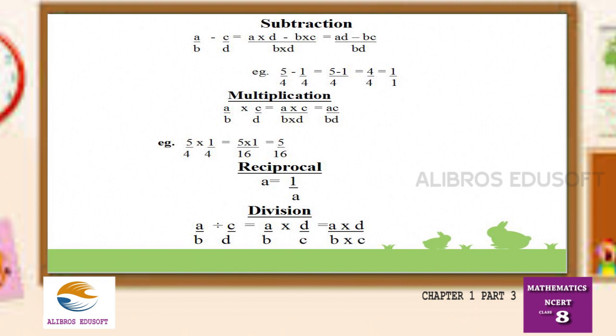Next, can we divide two rational numbers? Yes, let us check. A by B divided by C by D can be written as A by B into D by C, that is equal to A into D divided by B into C.